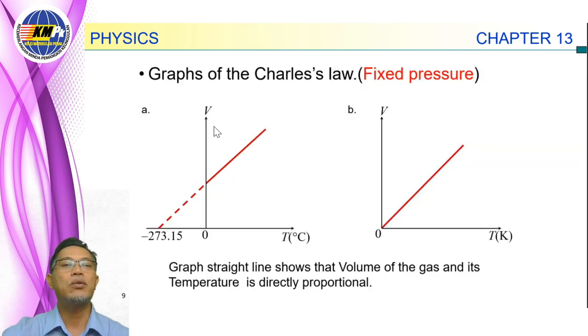Okay, now we are going to discuss the graph of Charles' law. When the graph of V against T is plotted, it shows a straight line. This shows that V is directly proportional to T. So that means when T increases, volume also increases. When T drops, volume drops too.